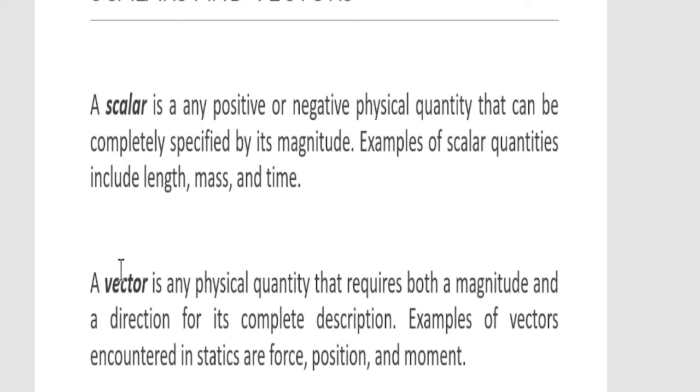And vector quantities are those physical quantities that require both magnitude and direction for their complete description. Examples of vector quantities are force, position, moment, weight, velocity, acceleration, etc. So when you are comparing scalar quantities and vector quantities, there are several differences.